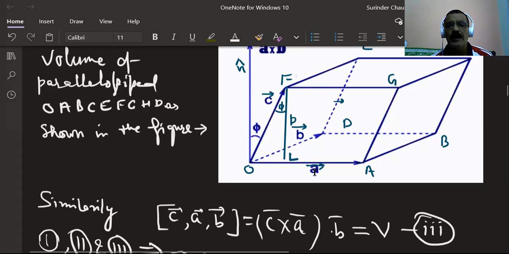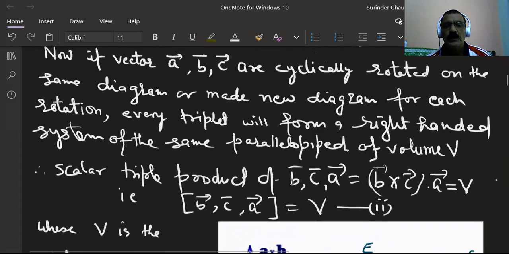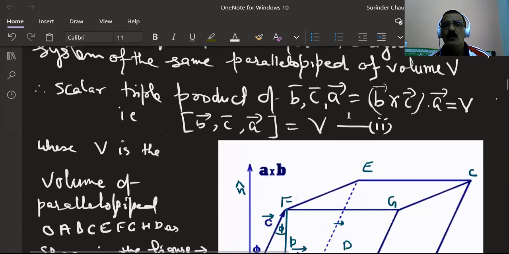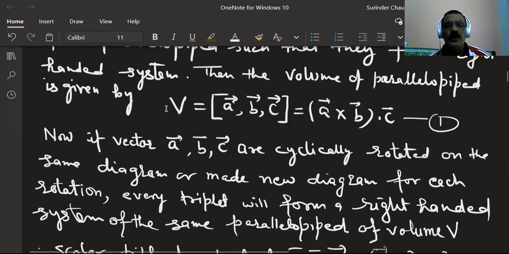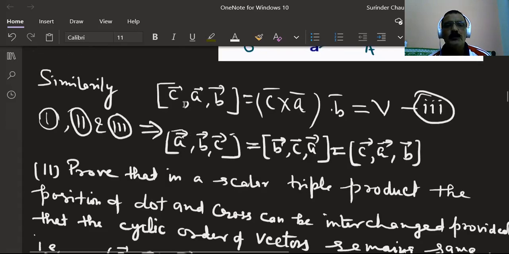Similarly, if we write C in place of A, A in place of B, and B in place of C, we get C, A, B, which will represent the volume V, the result of the scalar triple product of C, A, B. So from the first we got the scalar triple product of A, B, C is equal to V. Second, we got the scalar triple product of B, C, A is equal to V. And third, the scalar triple product of C, A, B is equal to V. From the first, second, and third it implies the scalar triple product of ABC is equal to that of BCA is equal to that of CAB is equal to V, which implies the result.